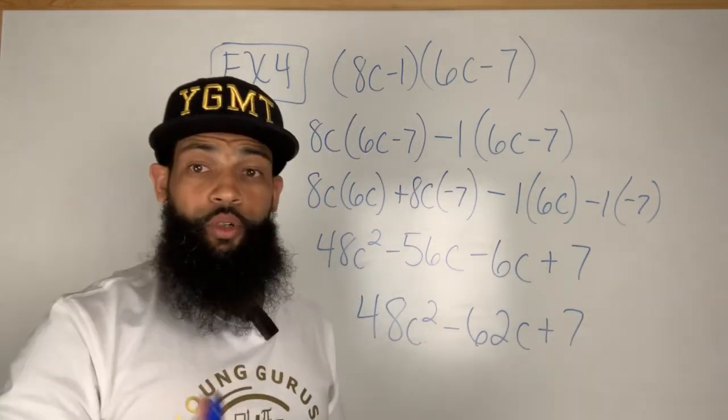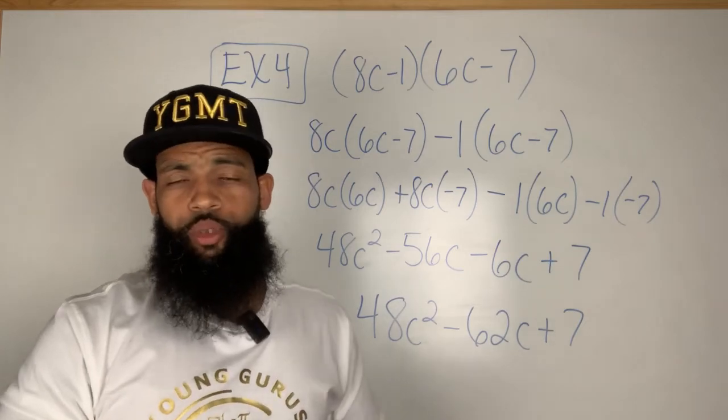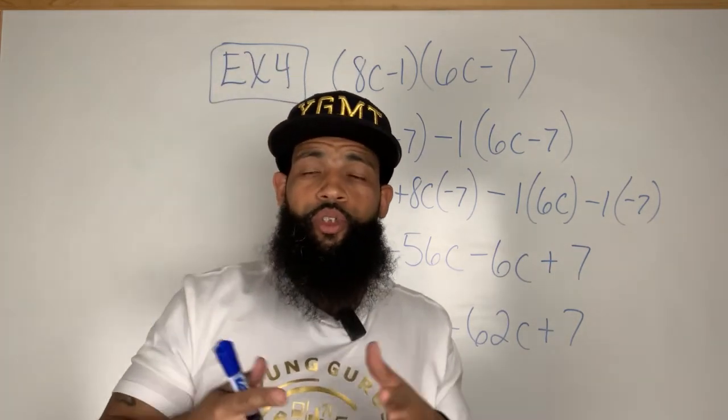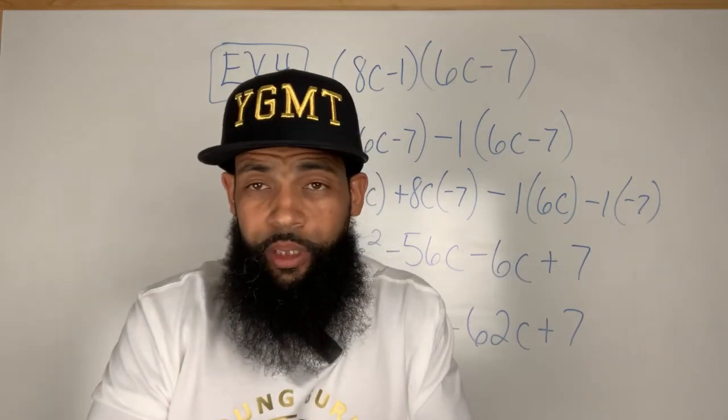So you can use the FOIL method or you can use double distribution. There are other methods out there, but these are the two most common methods, and the two methods that I typically teach my students.